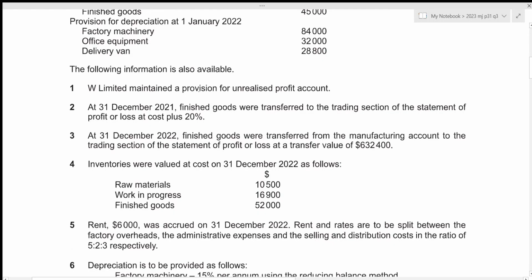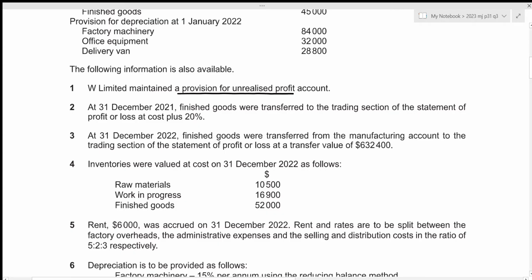W Limited maintained a provision for unrealized profit account. So provision for unrealized profit is created so that the value that we added in our cost of production as a markup can be subtracted from our inventory of finished goods, because remember that the closing inventory is just the goods we have not sold yet, which means that we cannot be including profit. We need to value it at a cost. That's why we prepare a provision for unrealized profit account.